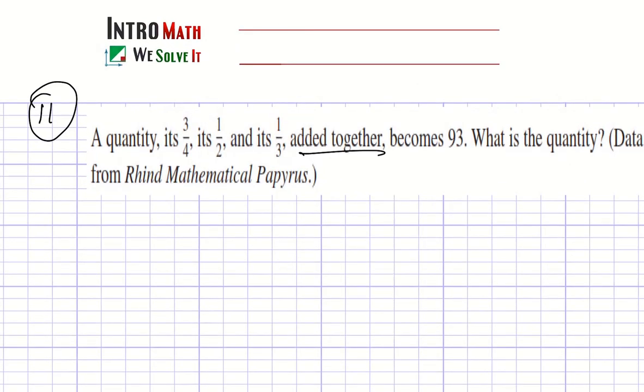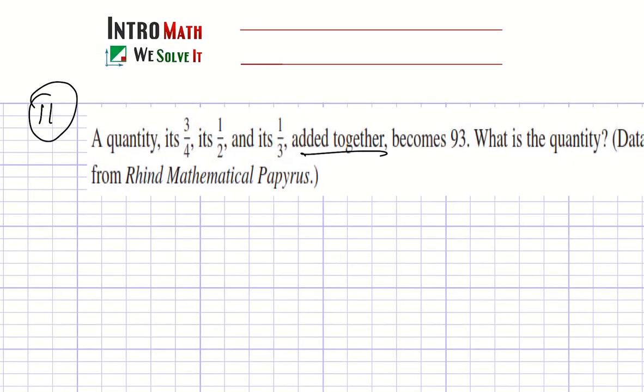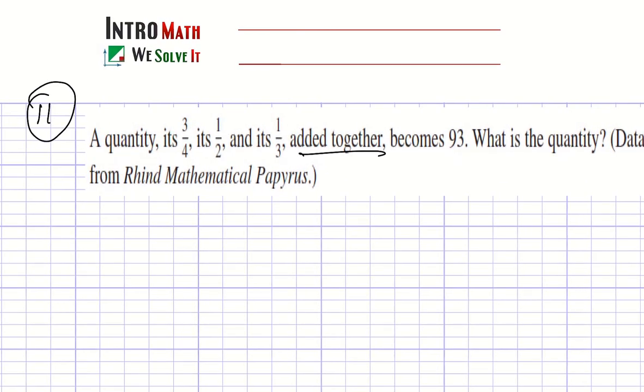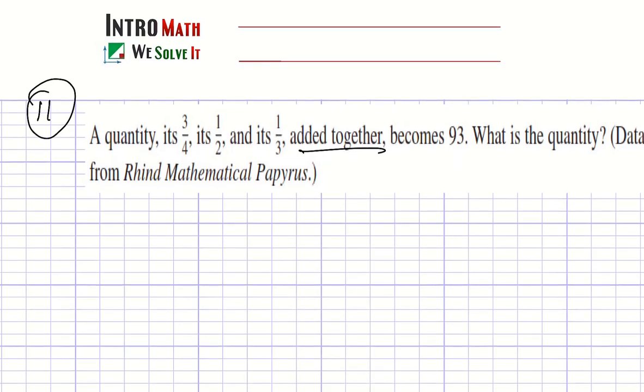Okay. Here is number 11. You gotta read it carefully or there will be a mistake if you don't read it carefully. It says a quantity, 3 over 4 of it, 1 over 2 of it, and 1 over 3 of it, added together becomes 93. What is the quantity? Okay, you gotta read it carefully. Let x be the quantity.